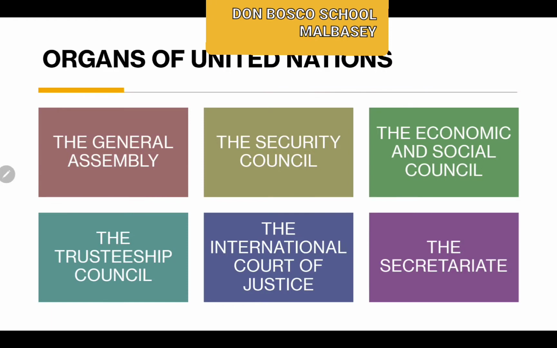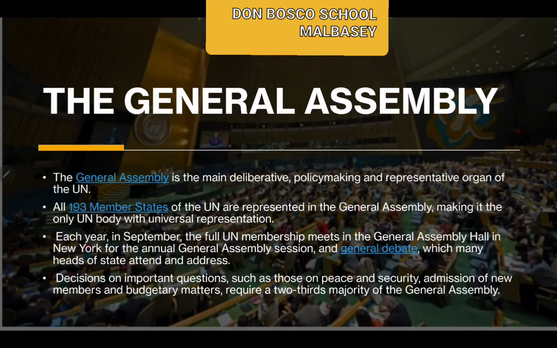In my last link I have already given this pie chart, which shows the different organs: there is the General Assembly, the Security Council, the Economic and Social Council, the Trusteeship Council, the International Court of Justice, and the Secretariat. Moving forward, let's understand what the General Assembly is.